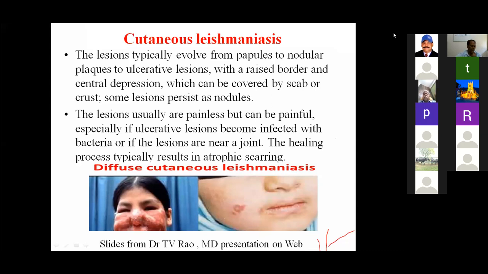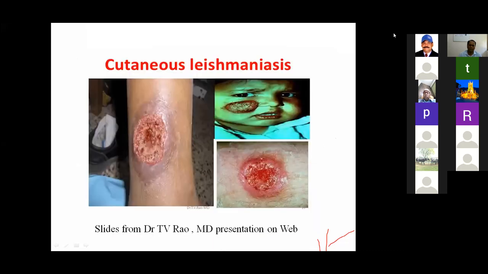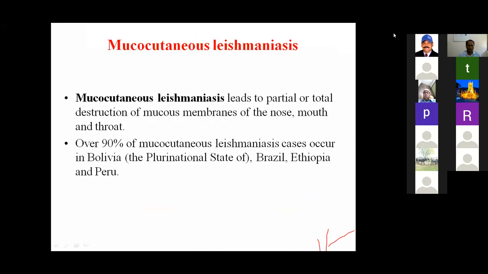The slides which I have taken from Dr. T.V. Rao's presentation on the web show diffuse cutaneous leishmaniasis on the lady's face. And the other one is lupus, where some small lump is developing. And these are the actual cutaneous leishmaniasis slides, which I have taken from Dr. T.V. Rao's slide presentation presently available on the web. You can see the lesions. These lesions will leave a permanent scar on the body.